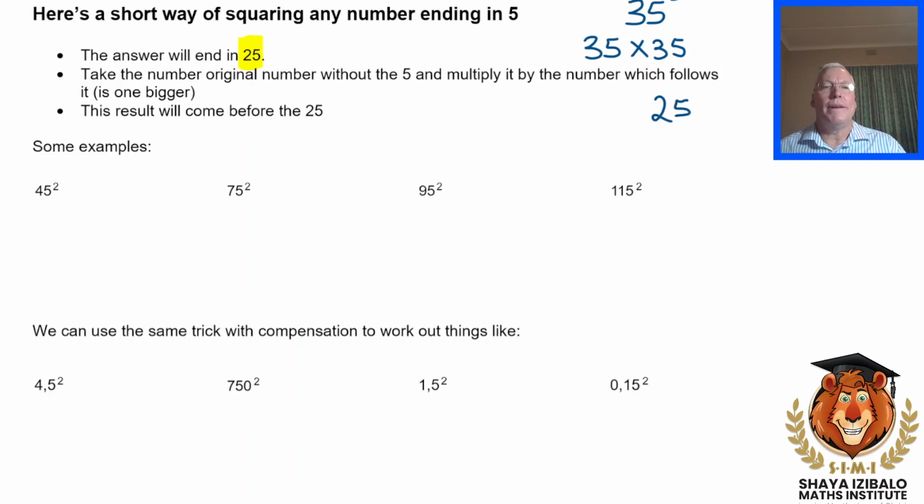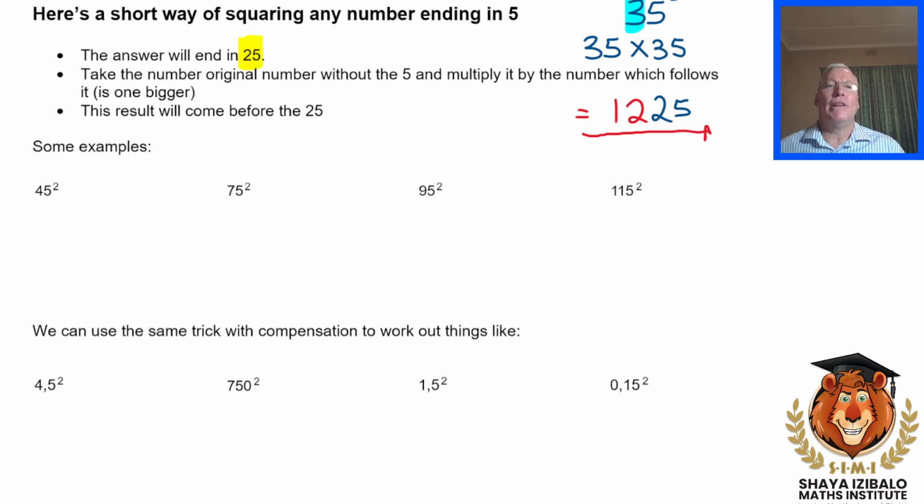But what we're going to do is take the original number without the 5. So we're going to take just the 3, and multiply it by the number which follows it, the number 1 bigger than it. In other words, we're going to go 3 times 4. What's 3 times 4? It's 12. And that piece will come before the 25. So there it is. 35 squared is 1225.